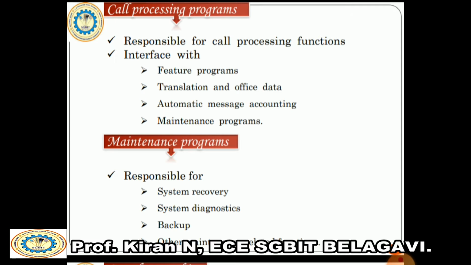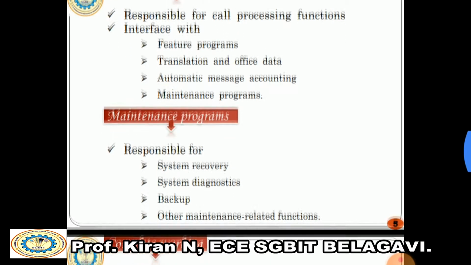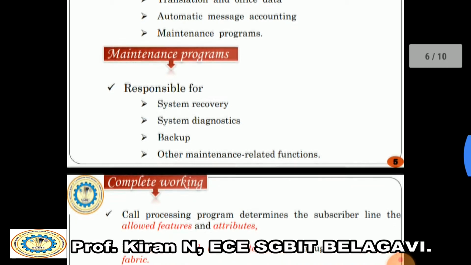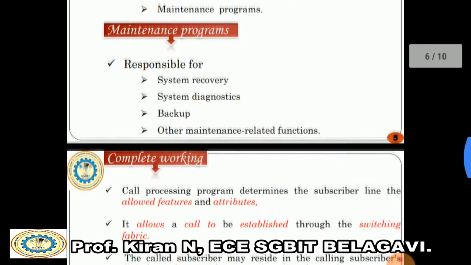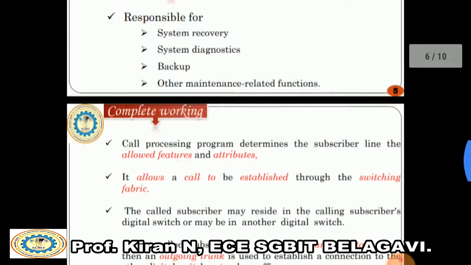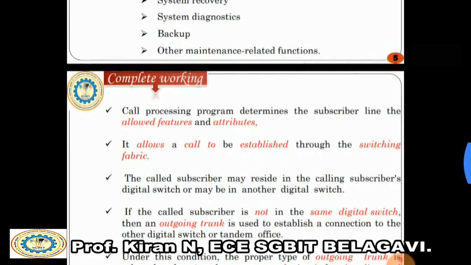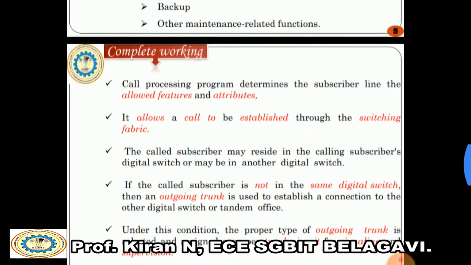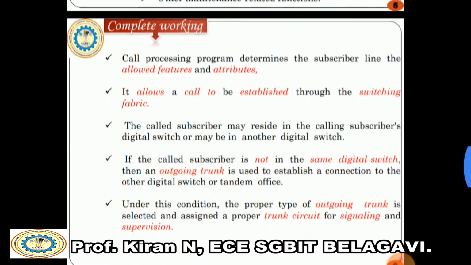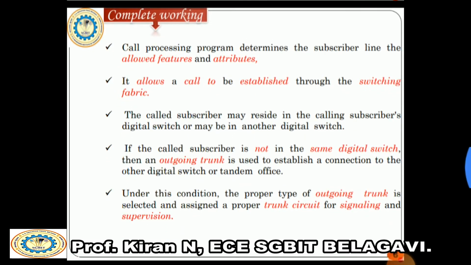They help in interfacing with feature programs, translation and office data, automatic message accounting, and maintenance programs. Feature programs, translation, and office data are all the information related to the processing of calls, like fetching the information about the call, checking the busyness of the call, checking the network connectivity, then generating the information about the call, like the duration of the call and the billing amount of the call. All these are the functions of call processing programs.